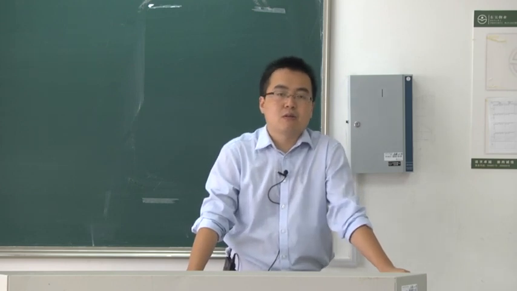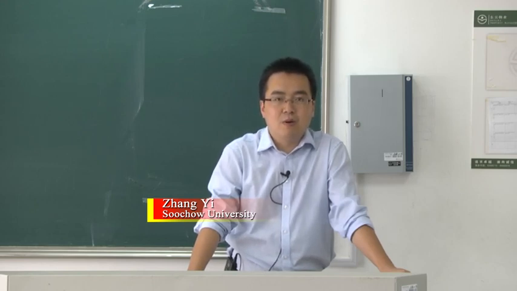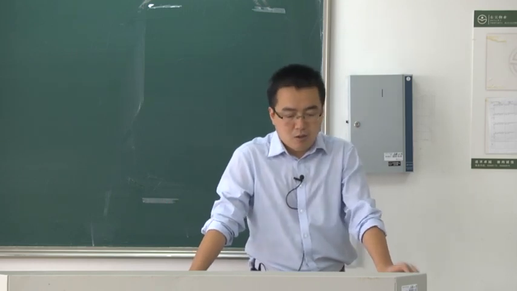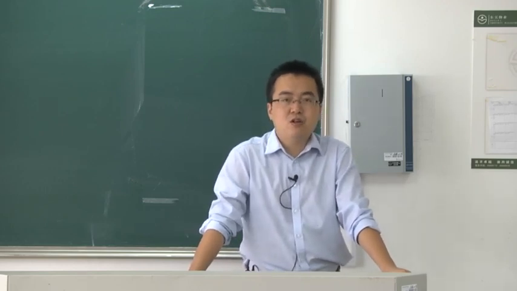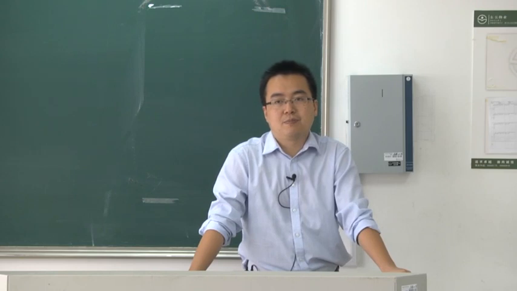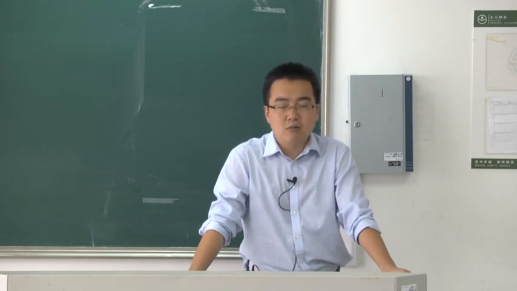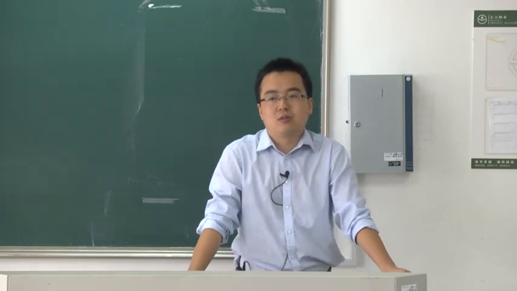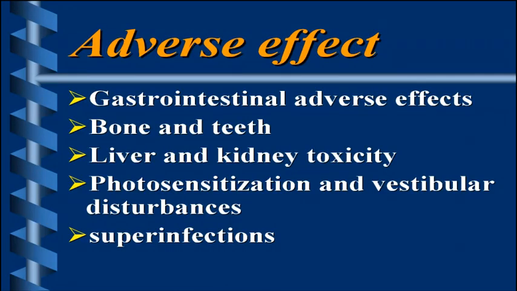bone and teeth. It can cause staining on the teeth or cause developmental delay of the bone in younger patients. So it's here. Bone and teeth are a major adverse effect of tetracycline. Bone development delay and yellow teeth staining can often be seen after tetracycline usage. This is a major adverse effect of tetracycline.